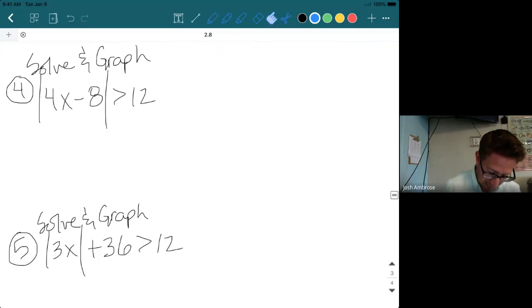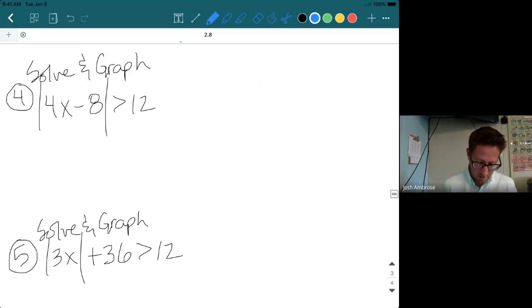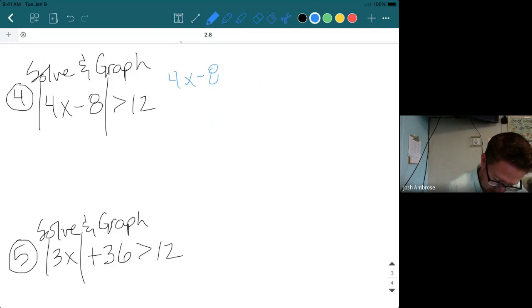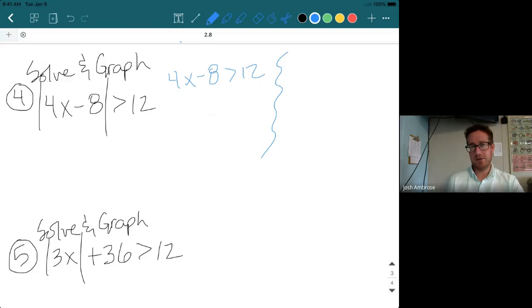We will be solving and graphing here. Okay, so what does it look like with an inequality? Well, the first part, don't change anything, just take out the absolute values. That's the easy part. 4x minus 8 greater than 12. We're going to solve that. But what does the other half look like?